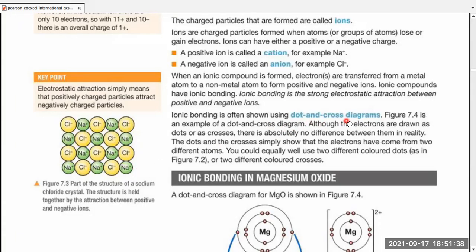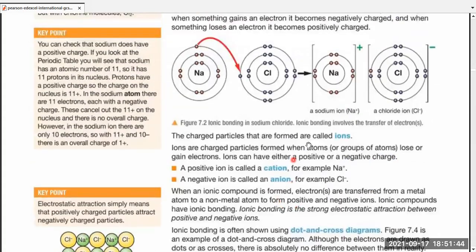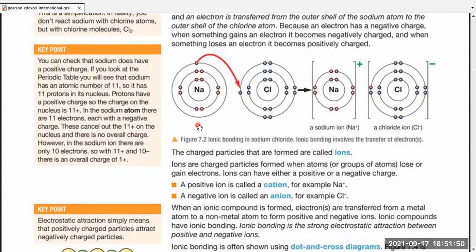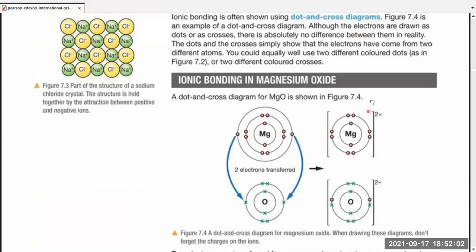Ionic bond is often shown with the help of dot and cross diagrams. Now, dot and cross diagrams were shown above as well, although we have used all dots in these diagrams, but it's very easy to show either one of the electrons with a dot or a cross. For example, we can show the electrons of sodium with dots and that of chlorine with crosses. That is a dot and cross diagram.